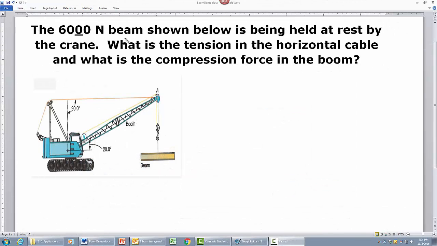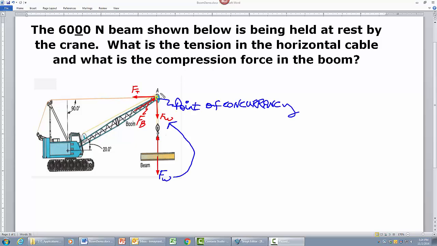The 6,000 Newton beam shown below is being held at rest by the crane. What is the tension in the horizontal cable, and what is the compression force in the boom? We draw the force diagram. We note that we have three concurrent forces at a particle at this point.